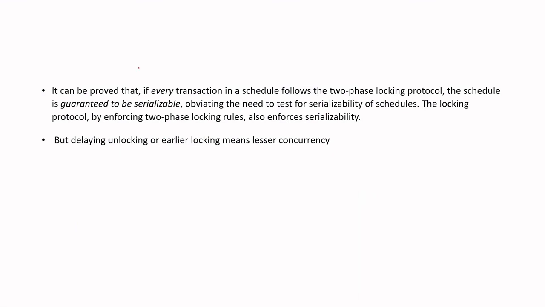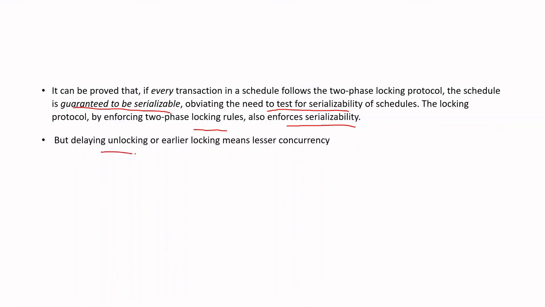And so it can be proved that if every transaction follows the two-phase locking protocol, then that schedule is guaranteed to be serializable. Basically, that is what we want. We want the schedules to be serializable, right, to ensure correctness. So there is now no need to test for serializability like we did earlier with the precedence graph and so on. Okay, so if we are enforcing the two-phase locking rules, we can enforce serializability.